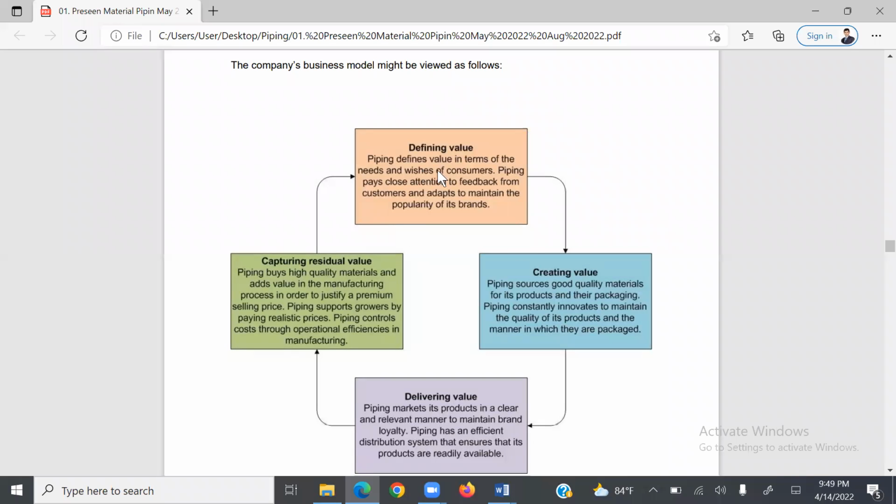So here they want whatever the consumers want. So how are they creating it? Piping sources good quality materials for its product and packaging. Piping constantly innovates to maintain the quality of its product and the manner in which it is packaged. So one thing is their sourcing. Sourcing means where you buy the items.